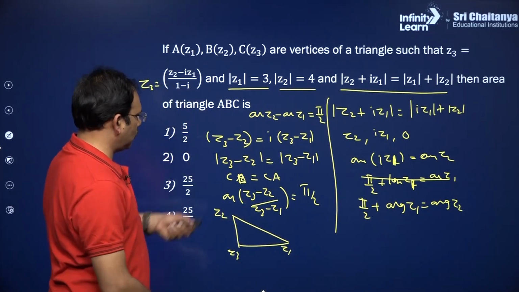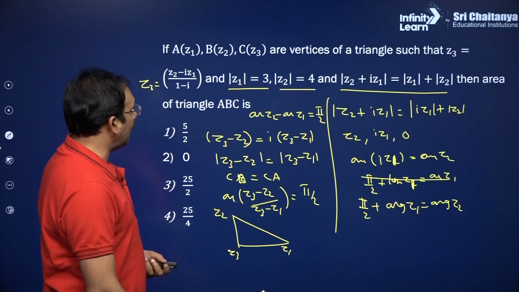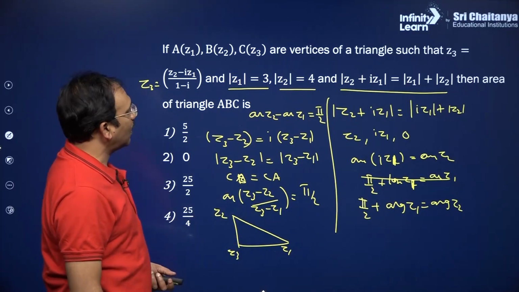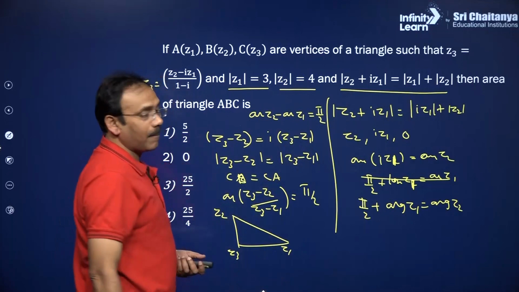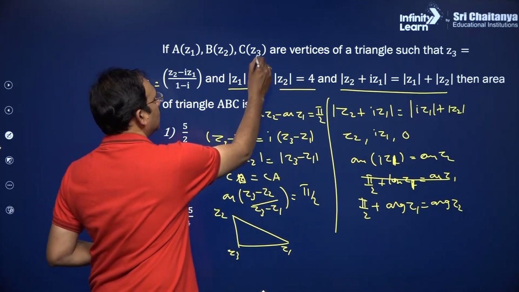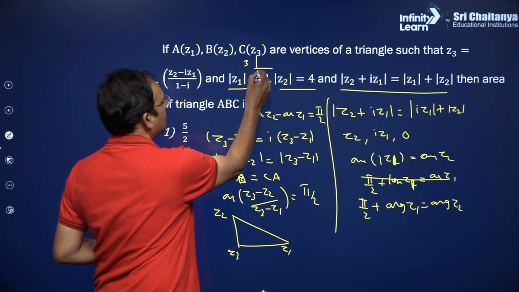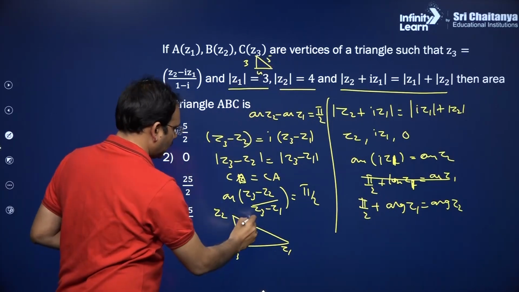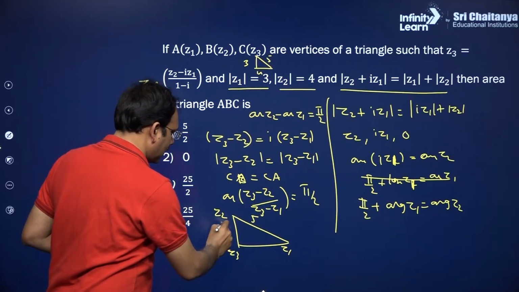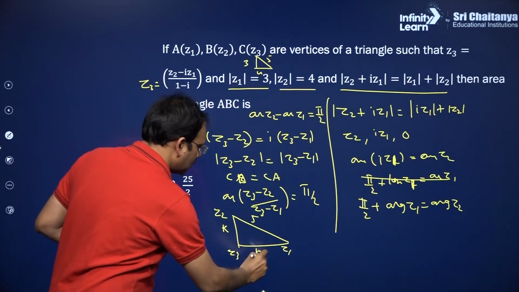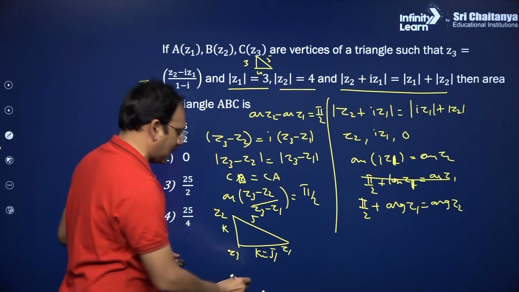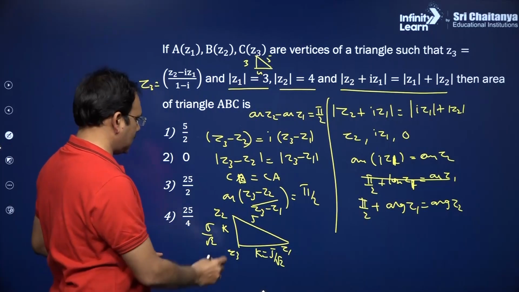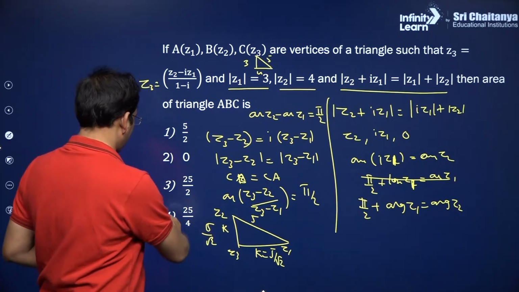Here we have Z3, Z1, Z2. So the magnitudes of Z3 minus Z2 and Z3 minus Z1 are equal, and he has given the magnitudes of Z1 as 3 and Z2 as 4, from which this information gives the magnitude of Z1 minus Z2. Here these two are perpendicular, right? This is 3, this is 4. Magnitude of Z1 minus Z2 is going to be 5. So this is 5. I can say these two are equal, say K, K. Of course, this is going to be 5 by root 2, right? 5 by root 2, 5 by root 2. He is asking the area of the triangle, which is half into base into height, 25 by 4 is the answer.